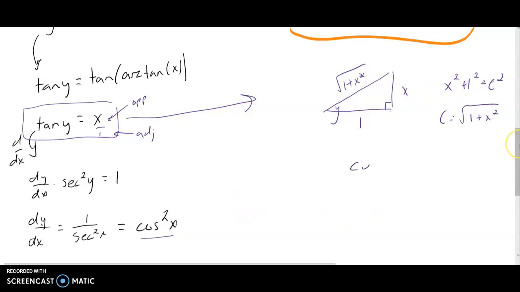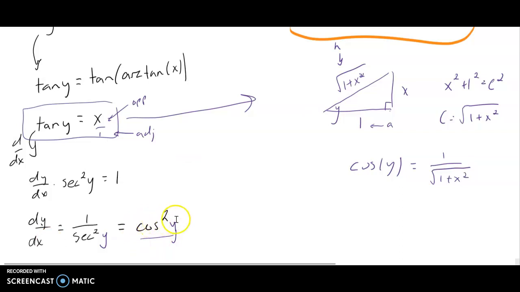So I can find cosine first. Cosine of y. Ooh, I got an error here. Maybe you caught it. Y. Sorry about that. Hopefully you caught that and you saw it. But remember, I got the cosine of y because y is my angle here. So cosine of y is equal to adjacent, which is 1, over hypotenuse. So I get 1 over the square root of 1 plus x squared.